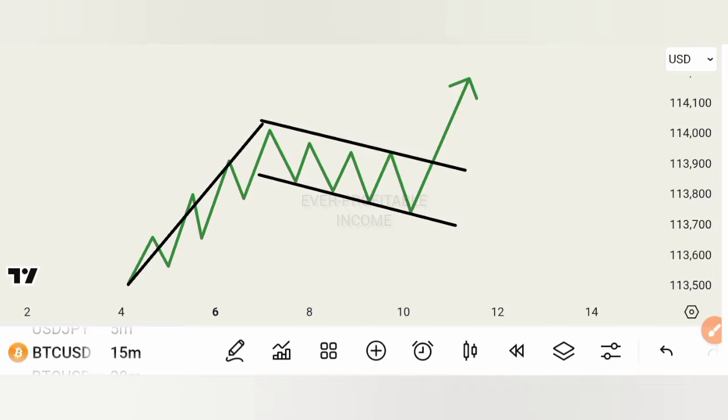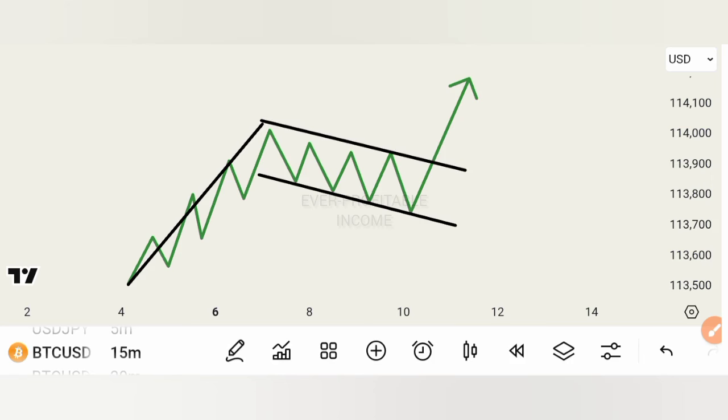So whenever you see this formation on your chart, what you have to do is position yourself and get ready to trade the breakout of this channel, okay? This is an example of a bullish flag pattern, okay? So a bullish flag pattern appears in an uptrend, okay?